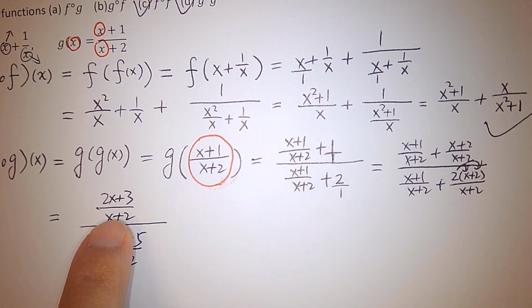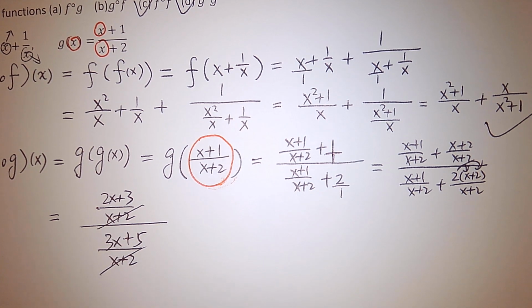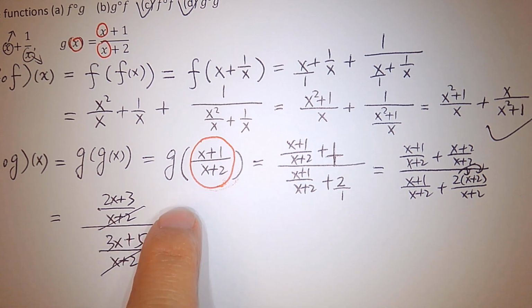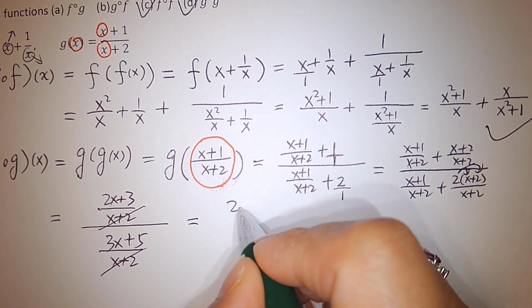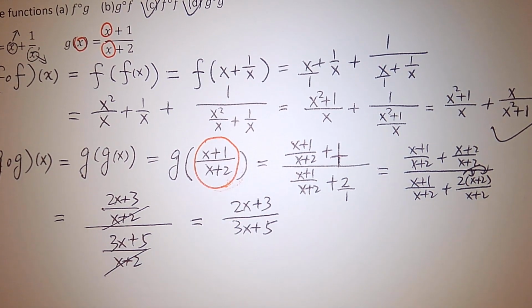Now both top and bottom have the same denominator, right? Or you can say, let this fraction multiply this fraction flipped upside down, but you can also cancel out the x plus 2. So eventually the answer is 2x plus 3 over 3x plus 5. What do you think? Okay, right? It's challenging, but it's okay.